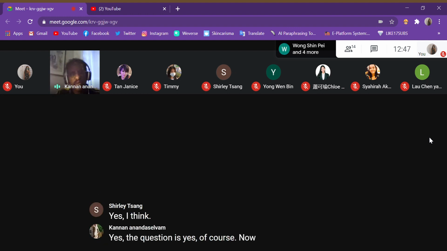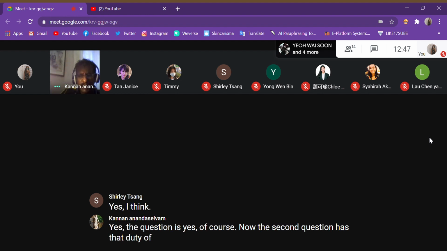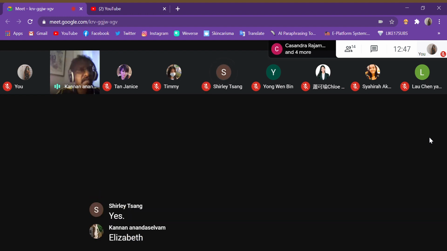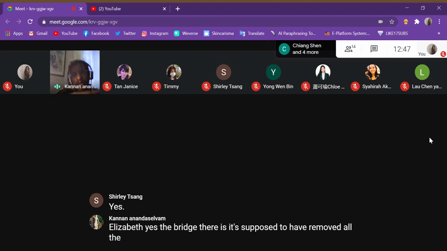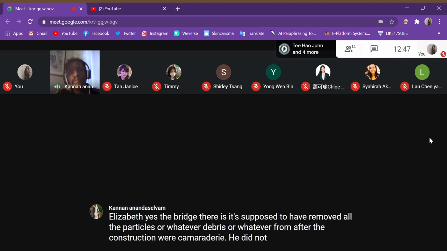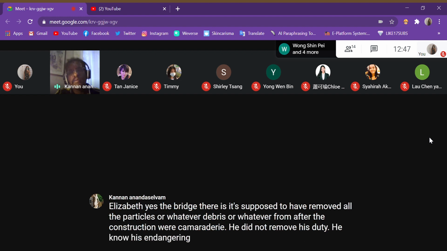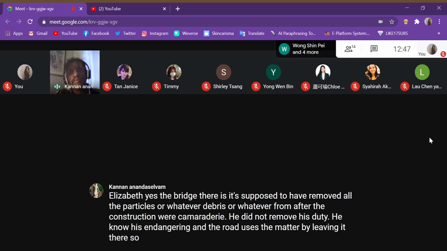Now the second question. Has that duty of care been breached by the defendant? Yes. The defendant was supposed to have removed all the particles or whatever debris after the construction work, am I right? He did not remove it. He knew he was endangering other road users by leaving it there. So that was the breach.